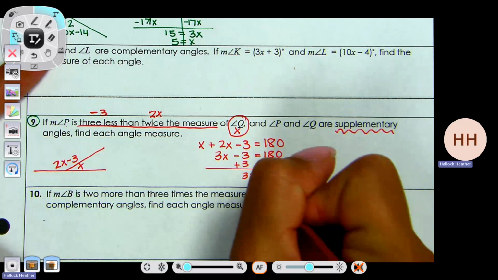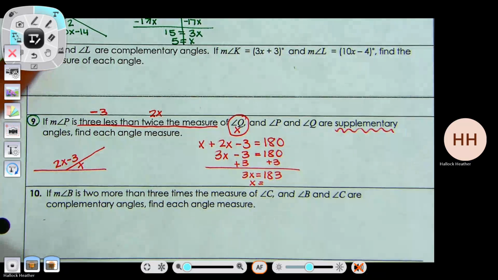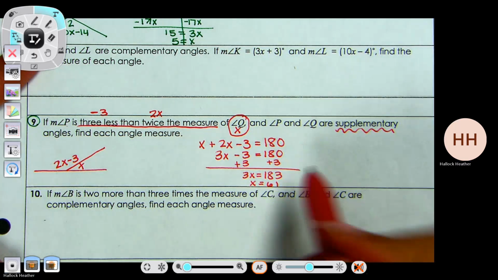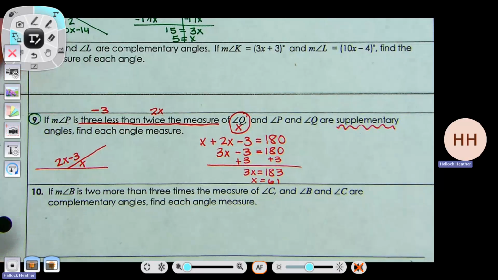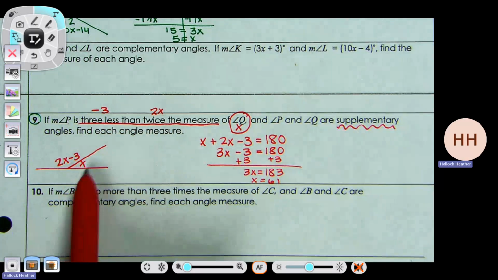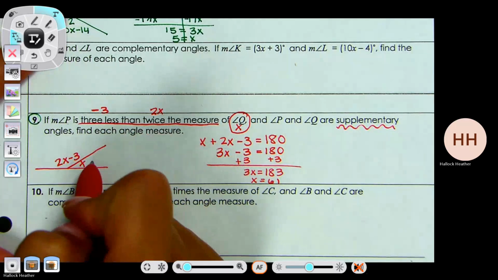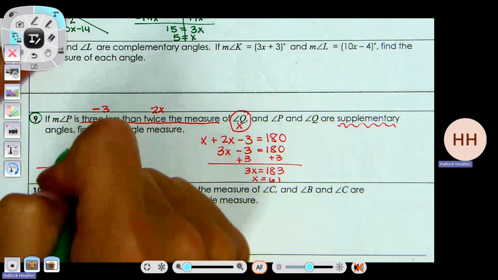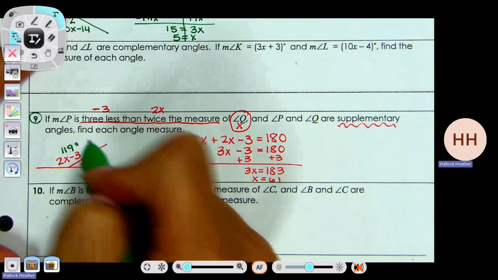And then I divide. Somebody with a calculator. There's lots of calculators up here. Anyone? 61. And then it says find each angle measure. So we don't just need the small one. This one's 61 degrees, and then this one is 119 degrees.